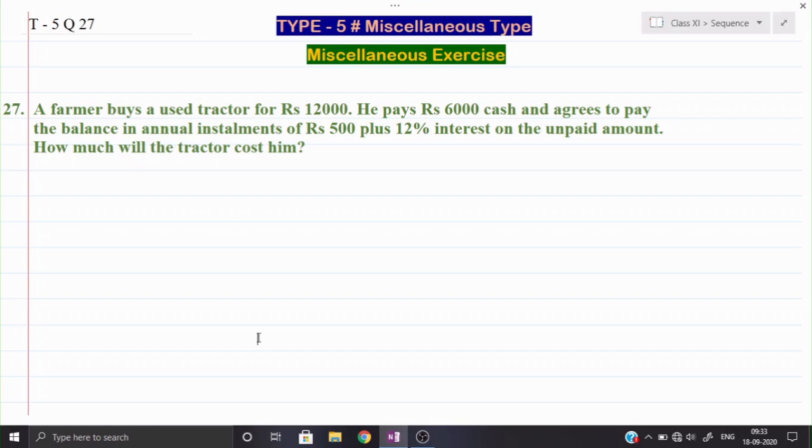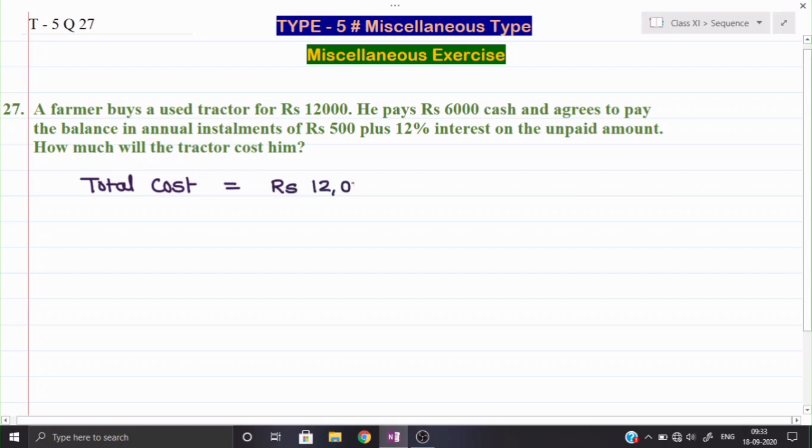Annual installment means each and every year he is paying one installment. Okay, each and every month he is not paying that. You need to keep in mind first. So first we shall write down here what we have given in the question. First you see in this question the total cost is equal to rupees 12,000, that is given in the question.